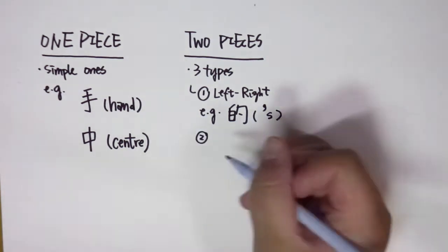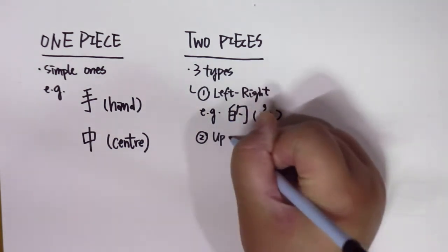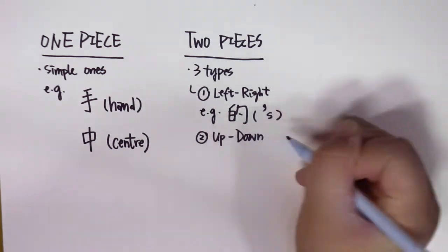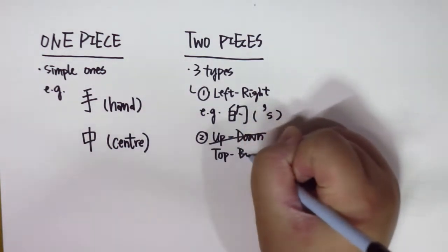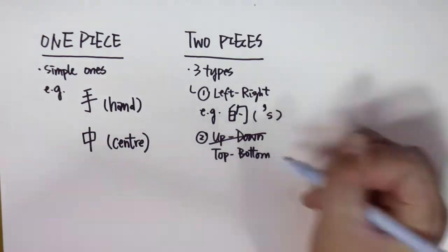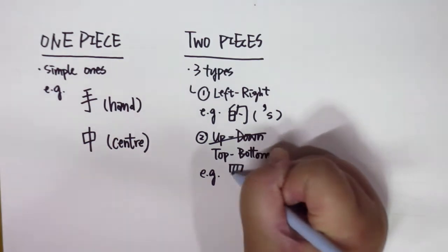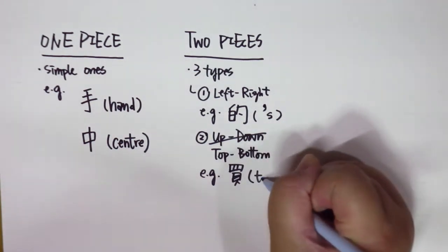Yeah, and the second type is the up and down, top, bottom type. For example, my, which means to buy.